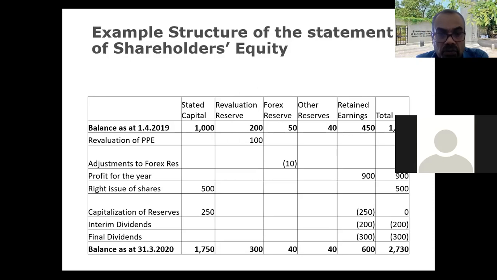Sometimes when you go through textbooks, you may have come across some items called scrip dividends and bonus shares. Have you heard about bonus shares and scrip dividends?